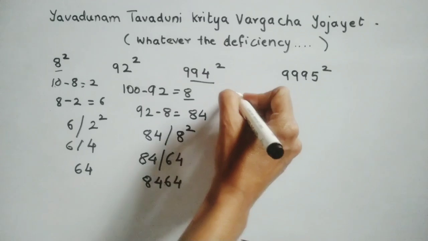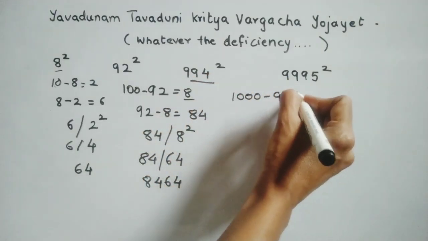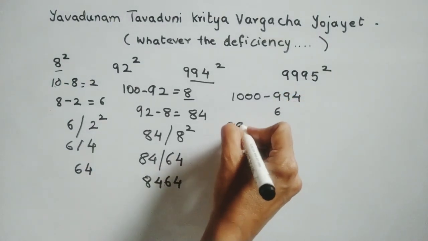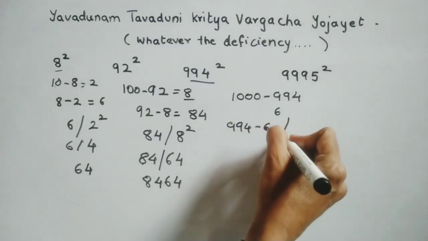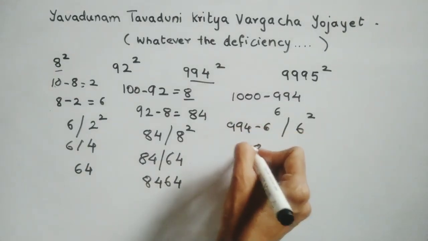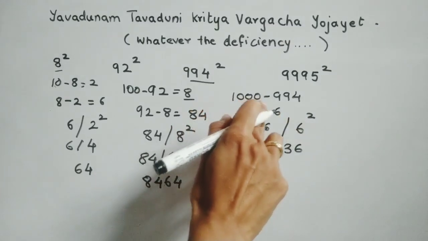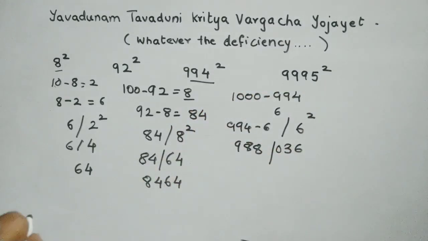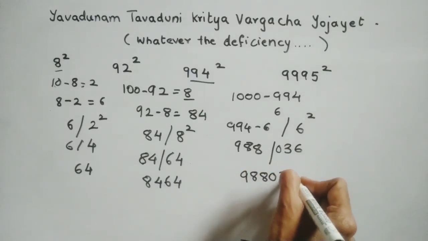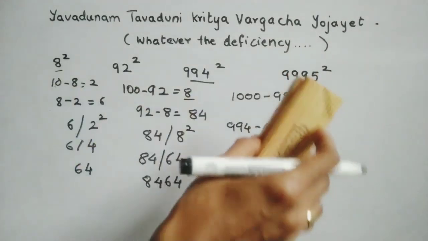Now let's take this example. For this, the base is 1000. So we have 1000 minus 994, and what we get is 6. So we make 994 minus 6 on the left hand side and 6 square on the right hand side. So here we'll get 988, and 6 square is 36. Now the base is 1000, so we add a 0 over here. Okay, so your final answer is 988036.